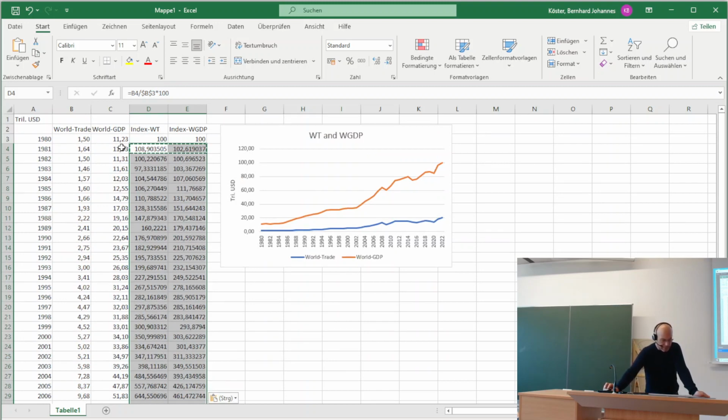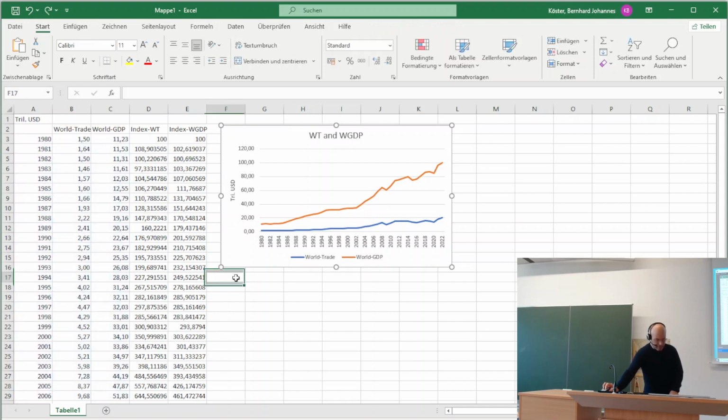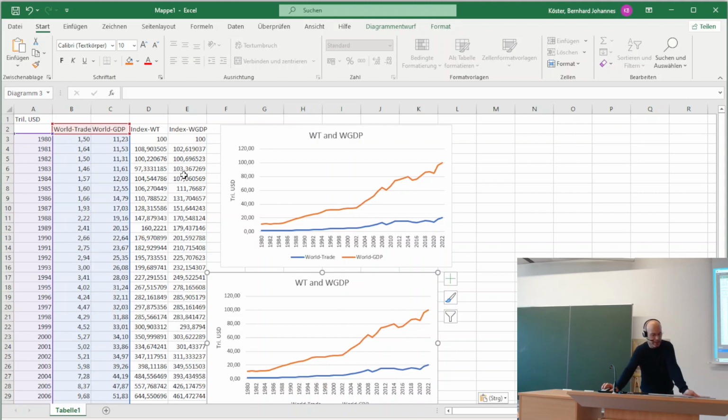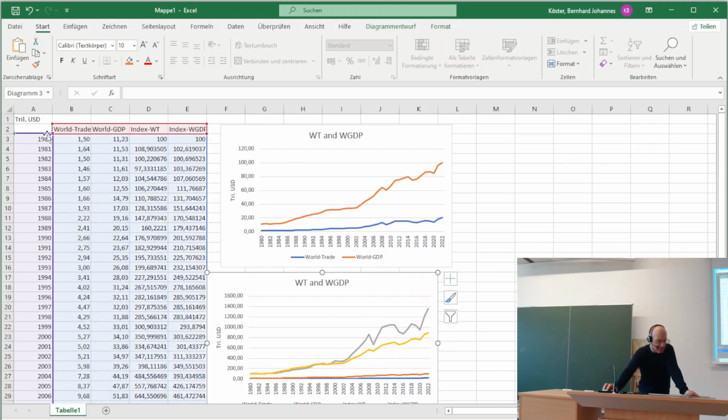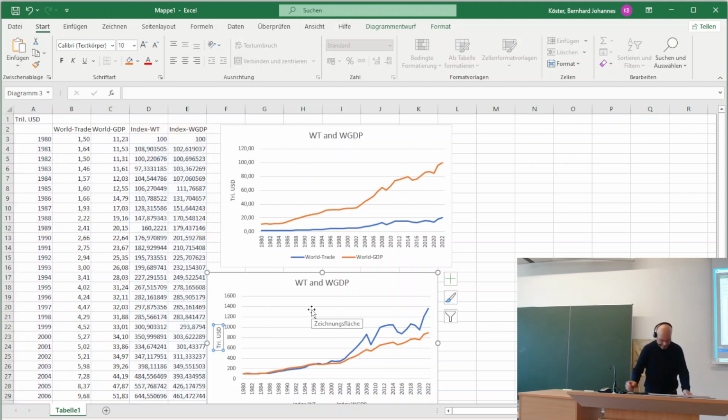Well, and then since I have this already, I can just copy this and move this to the right and this to the left, and then you have just read in the data of the two other time series now with the index 1980 equals 100.